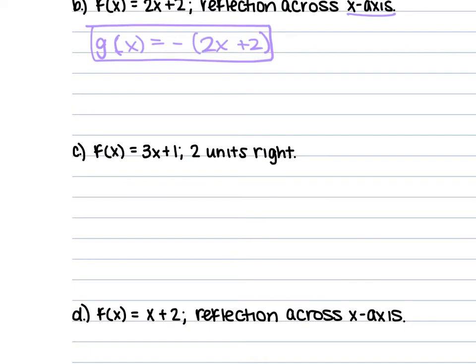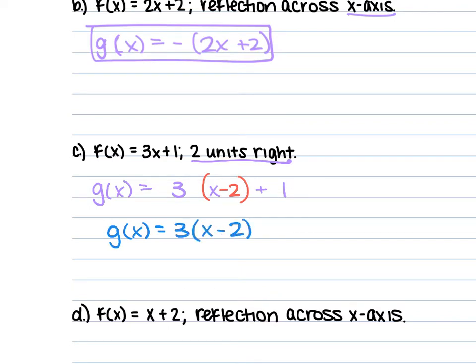For f of x is equal to 3x plus 1, we're going 2 units to the right. So with this 3x plus 1, we're going to have g of x is equal to, we have 3, we have x, we have a plus, we have a 1. Now this 2 units to the right is going to be minus 2 from the x, so we're going to have to put that in parentheses with the x. Okay, so we're going to have g of x is equal to 3 times x minus 2, with 1 added to it.